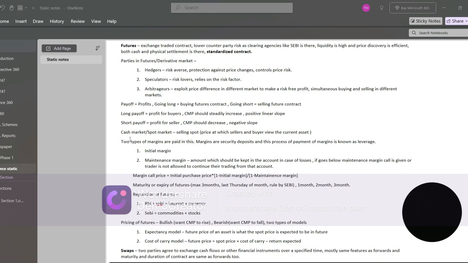Now, in futures, two types of margins are paid. First is the initial margin, and second is the maintenance margin. The initial margin is like a security deposit. It is paid at the starting. Then the maintenance margin is the amount that should be kept in the account in case of losses.